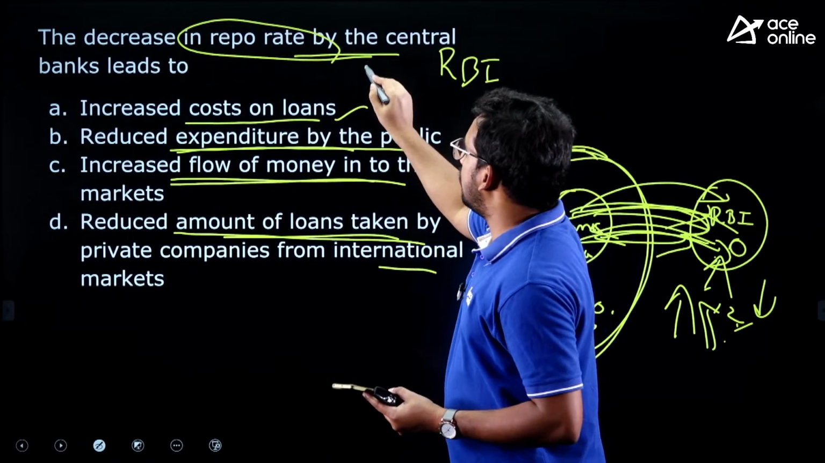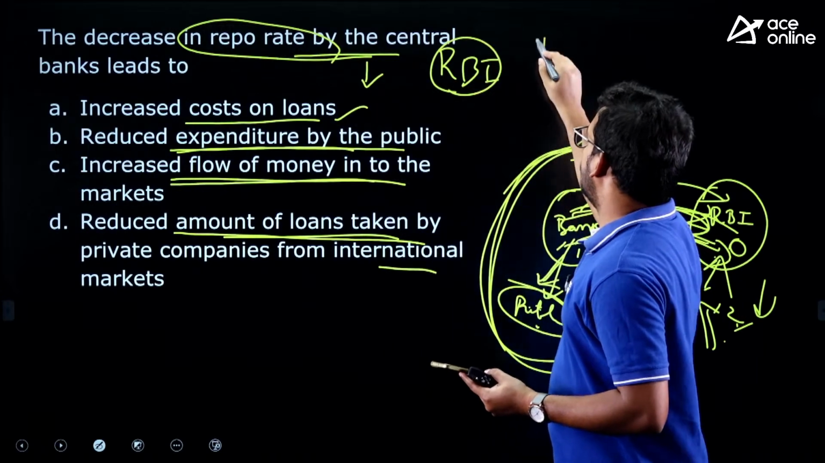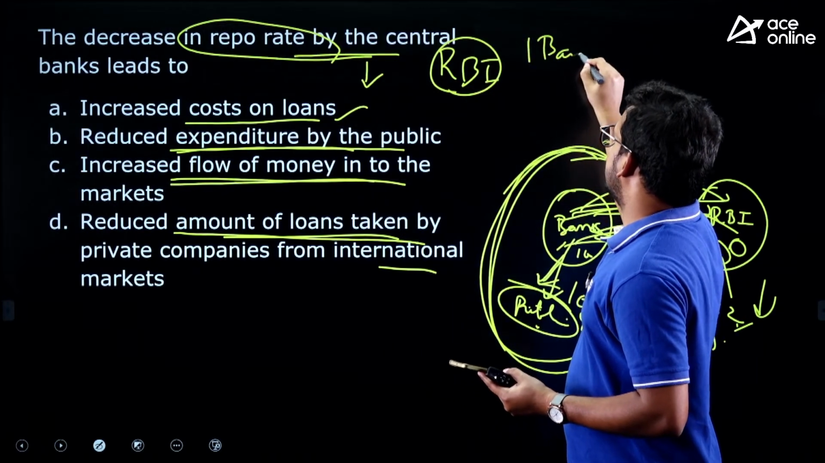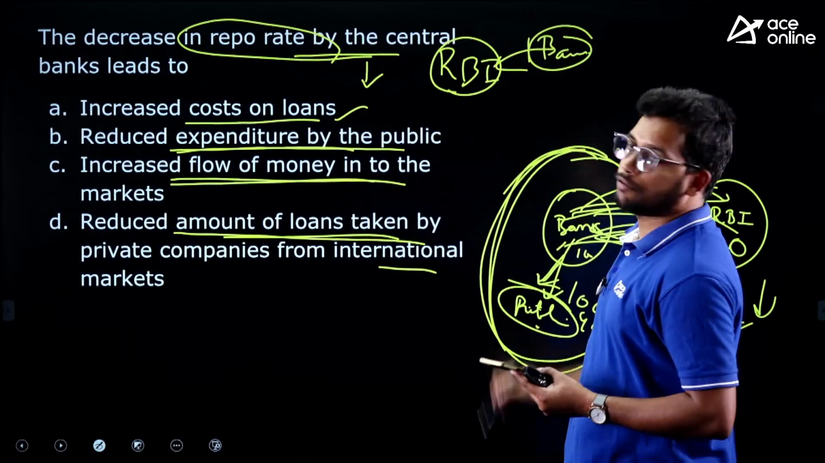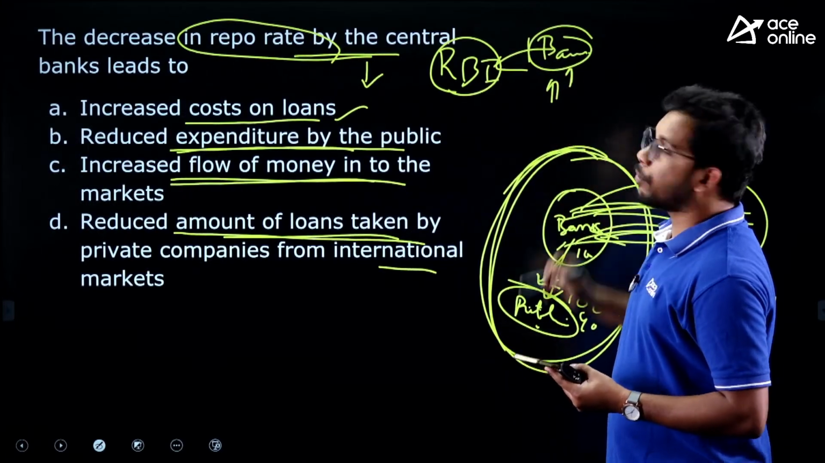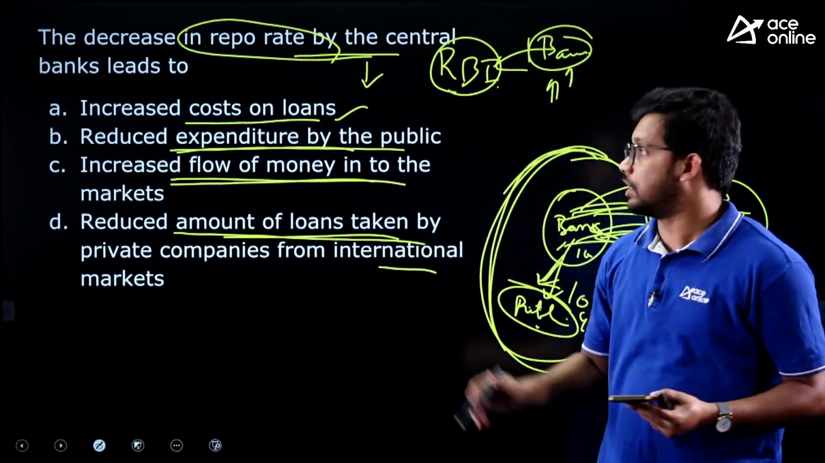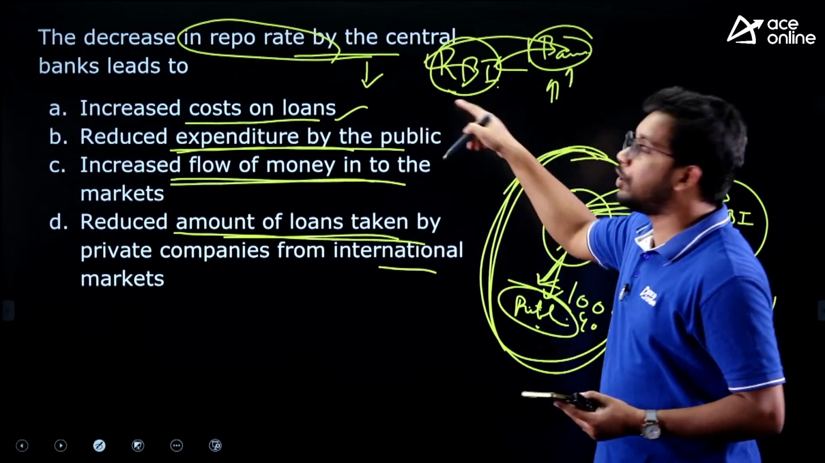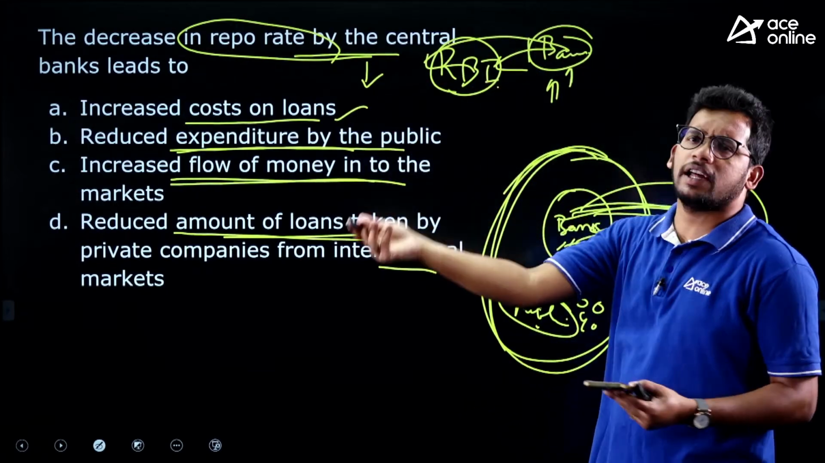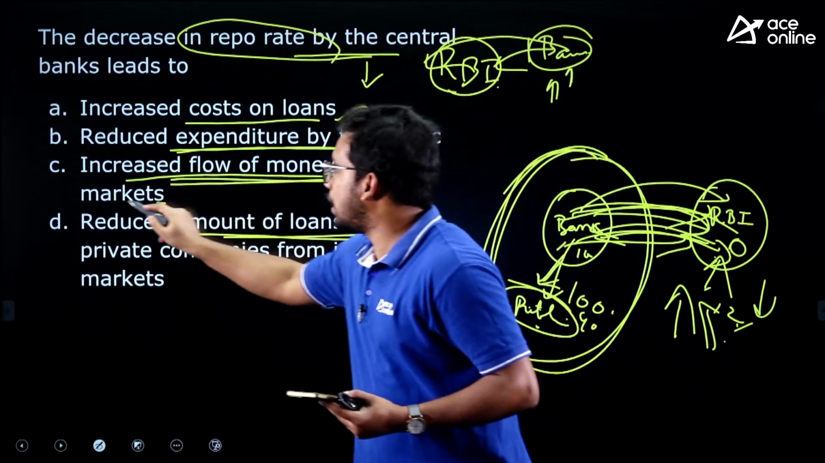Whenever there is a decrease in repo rate, that means between the RBI and banks, banks are taking money from the RBI when there is less money. Here the rate is reduced, so the RBI is asking just give 1%, 2%. So banks will rush to the RBI to take loans because they want to pay less interest, right? So there will be an increased flow of money in the market.